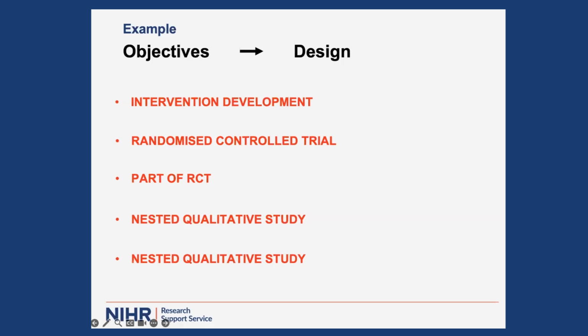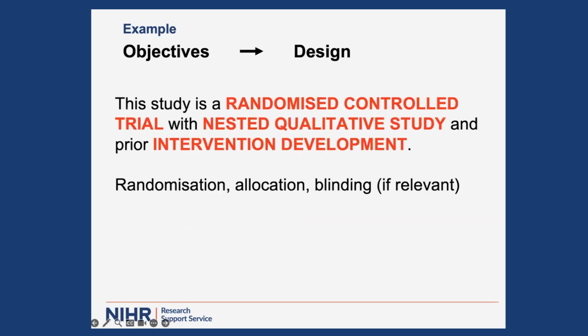So now you've got laid out that you've got a package of research that has a few different parts, and you can quite neatly put this into a reasonably succinct statement of what the study design is. For example, this study is a randomized controlled trial with nested qualitative study and prior intervention development. So that really helps signpost what you're going to be describing for your reviewers to understand.